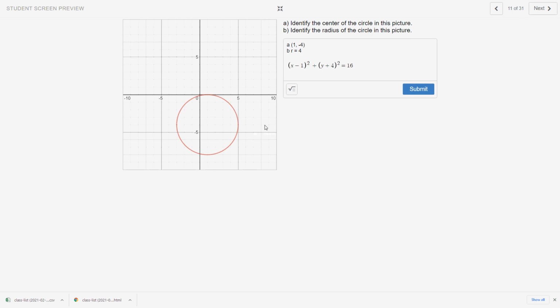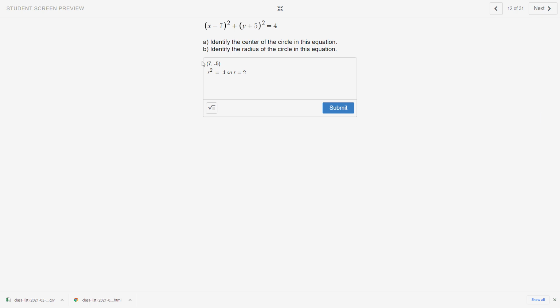So, identify the center of this circle. Well, if you drew two diameters, the center is going to be where they intersect, which in this case is right 1, down 4, and your radius is 4. So some people might put 4 squared. I went ahead and wrote 16 on this one.